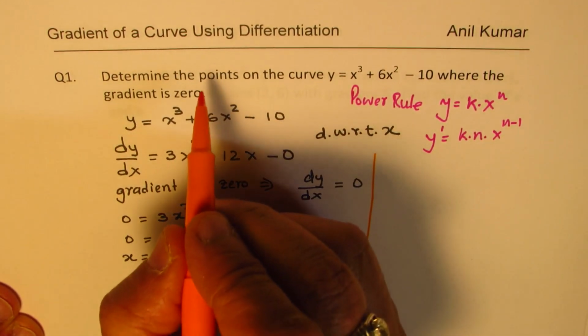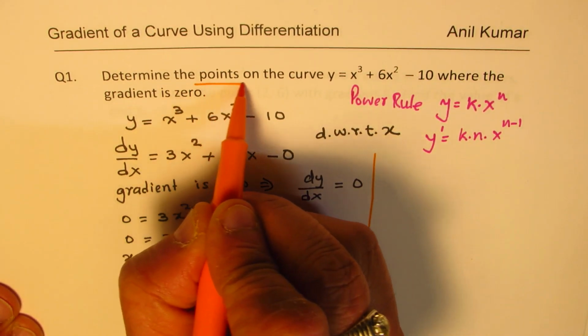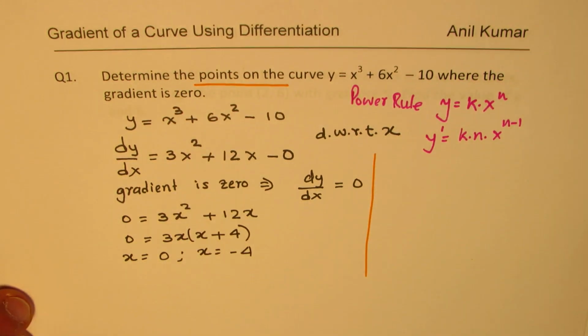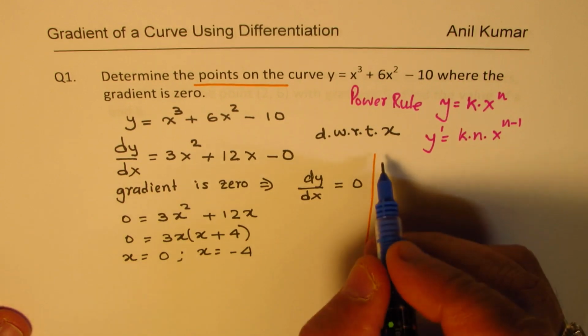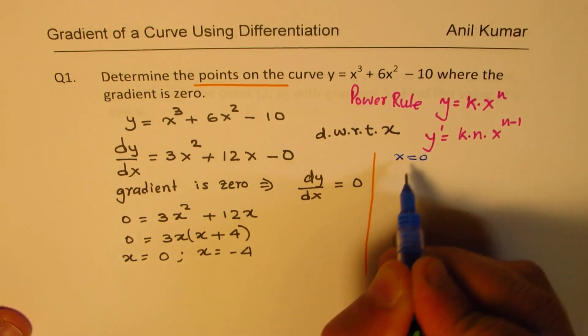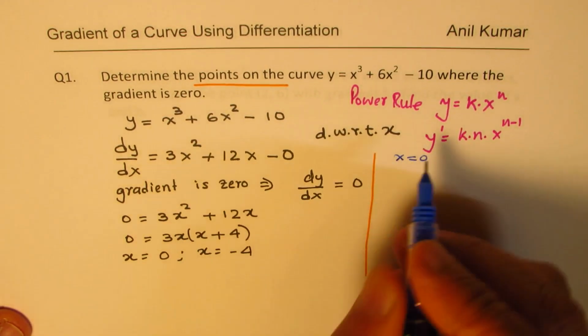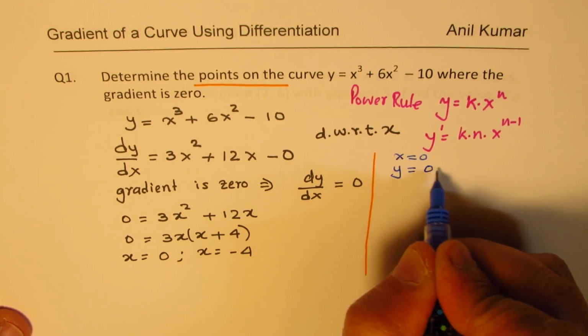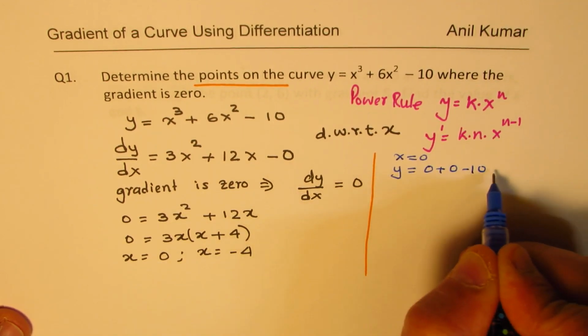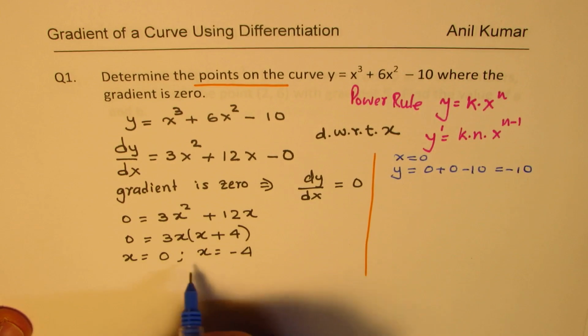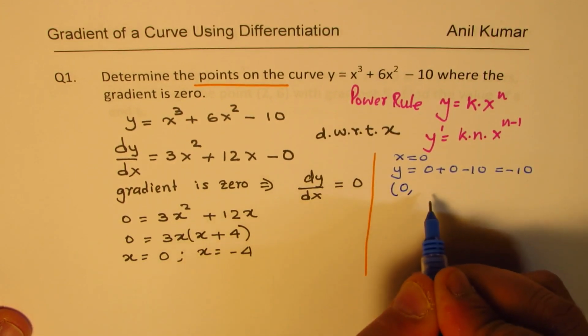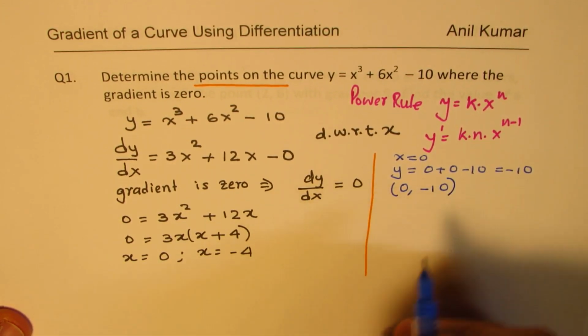Now you should not miss out on this. We need the points on the curve. When we say points, you need to find x and y, both values, correct? So let's find the y value when x is 0. If I substitute 0 here, I get y equals 0 plus 0 minus 10. So the y value is minus 10. So one of the points here is (0, minus 10), correct?